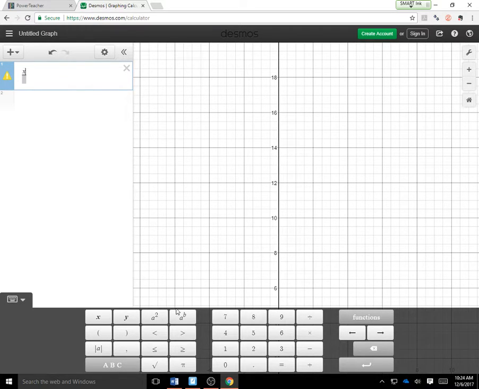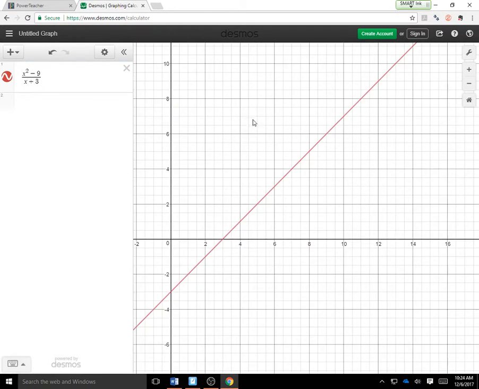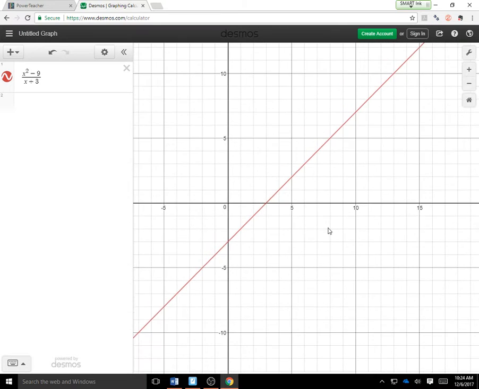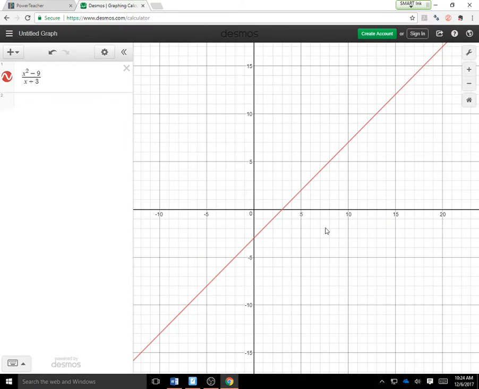Here we go. x squared minus 9, and then this was x plus 3. So I'm going to get this here. Okay. It's going to give you that last one you guys had, right? Do you guys see anything wrong with this graph? Did you see nothing wrong with it, right? It's just a line. Well, it's a little bit more complicated than that.